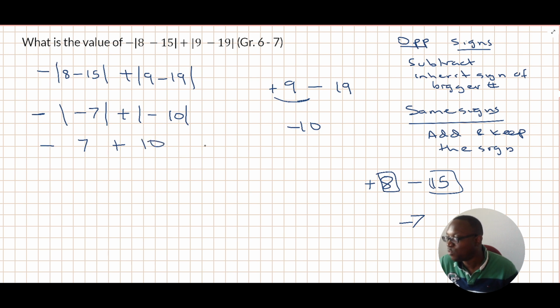So now we apply our rule again. The signs are different, so we're just going to subtract the numbers. So 10 minus 7 is 3. What is the sign on the larger number? The larger number is 10. The sign before it is positive. So our result is positive 3.